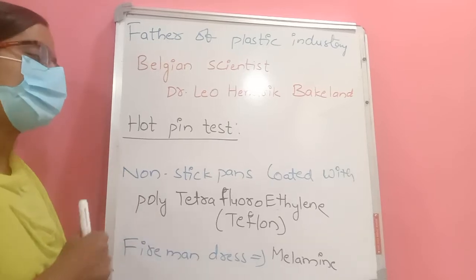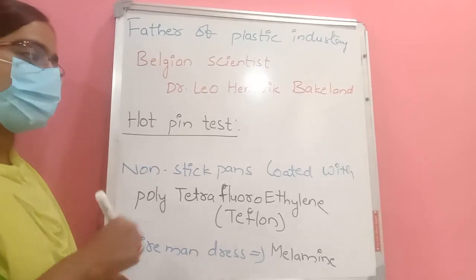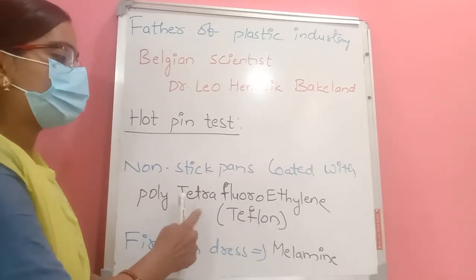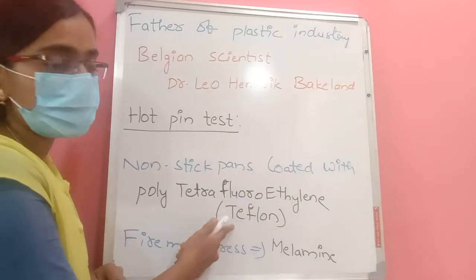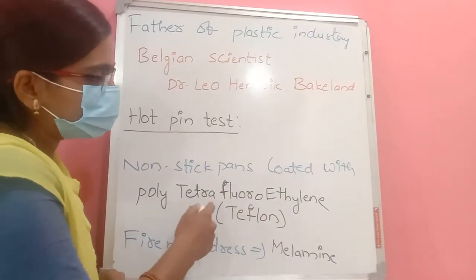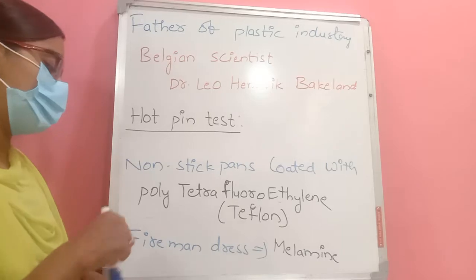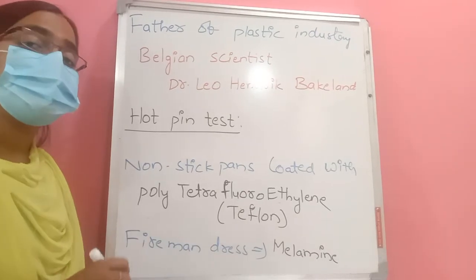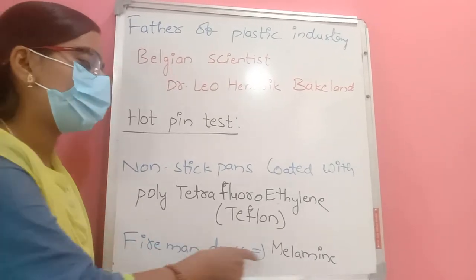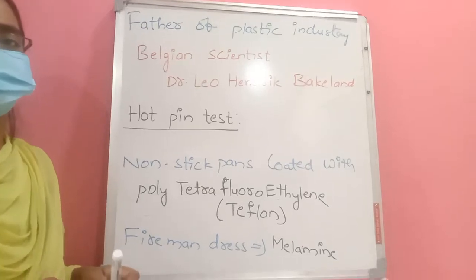Next, we have non-stick pans. Non-stick pans are always coated with polytetrafluoroethylene, Teflon. Teflon means polytetrafluoroethylene. And for a fireman's dress, it should not catch fire. That's why we use melamine.